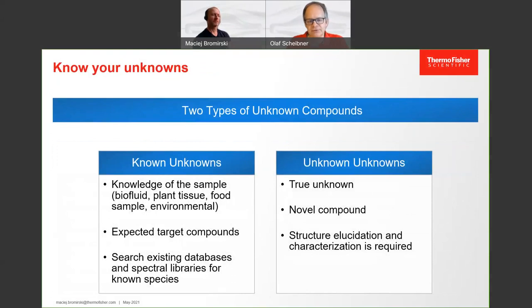We are looking into the types of unknown compounds, the so-called known unknowns, where we still have some suspicion and maybe look into large lists of compounds, but still we give an idea what to look for. And we have true unknown unknowns, where it could be novel, something we have never seen before, or we at least didn't have in mind completely.